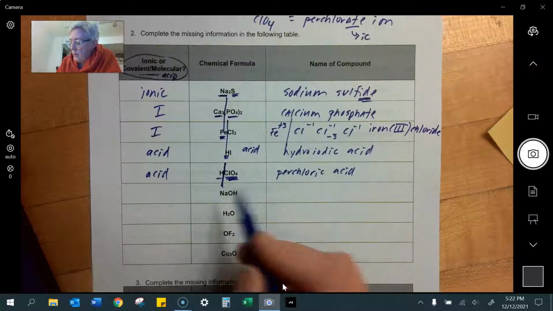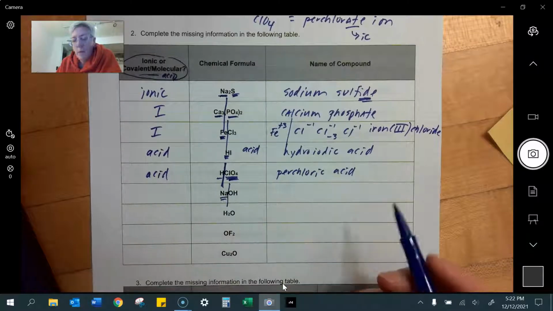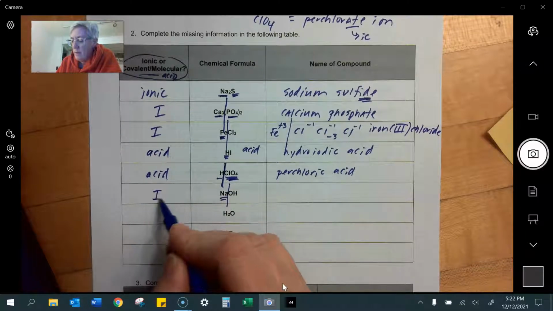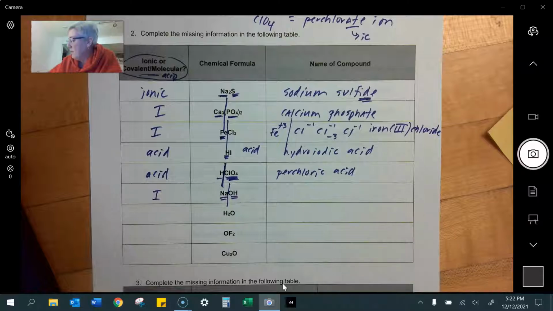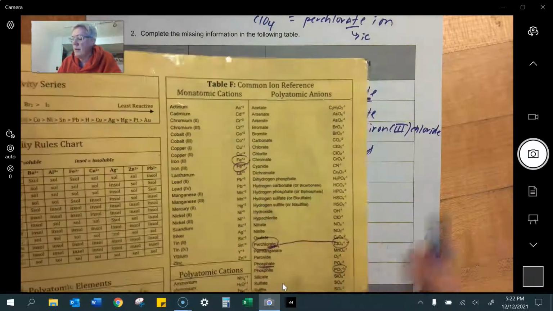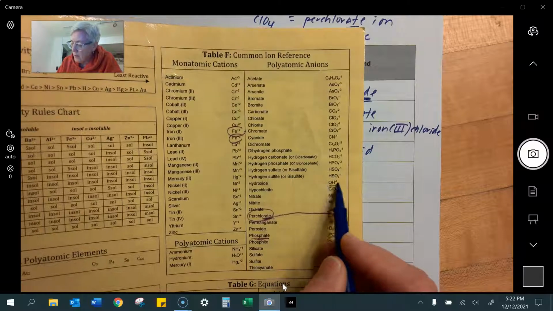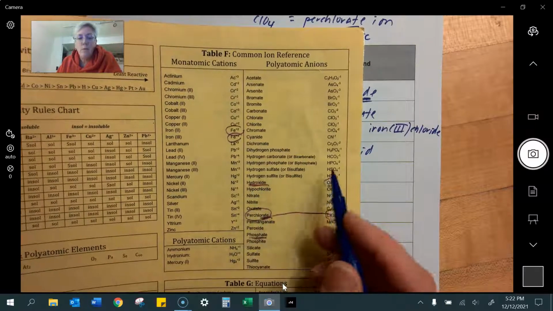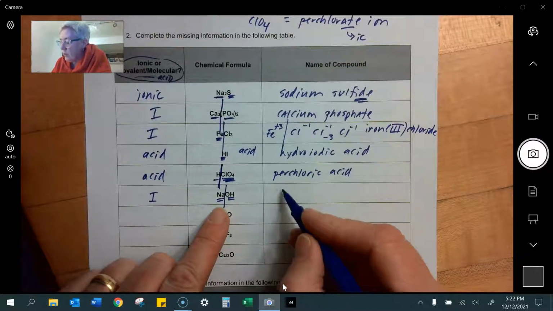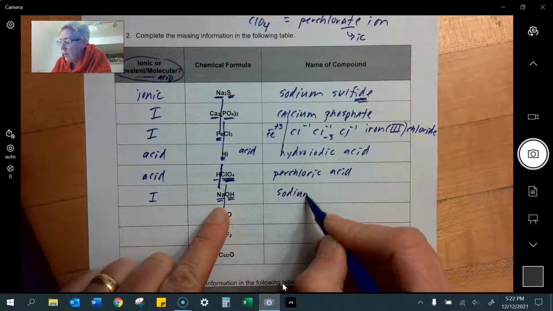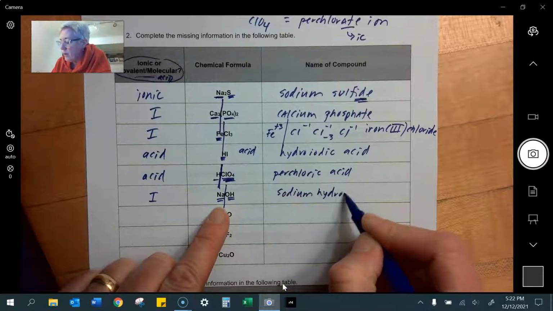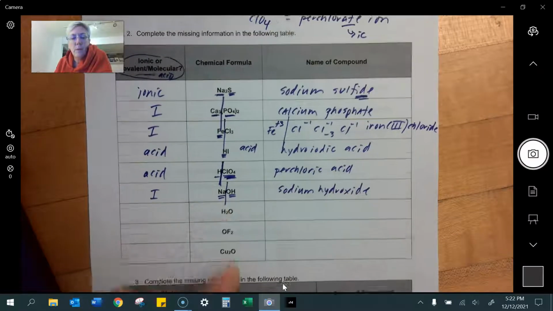All right, NaOH. All right, is there a metal? Yes, Na is a metal, so this is ionic. OH is a polyatomic ion. It's on the back. OH minus 1 is hydroxide. It's right there. So we would just name this sodium hydroxide. All right.